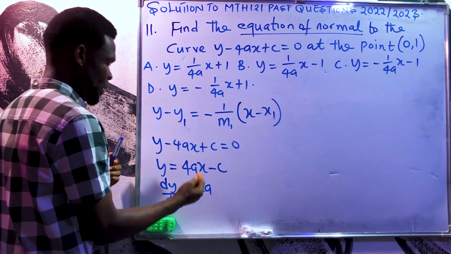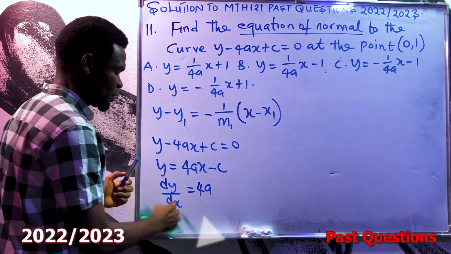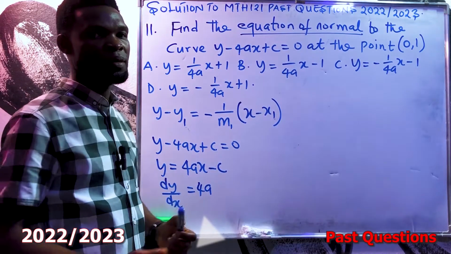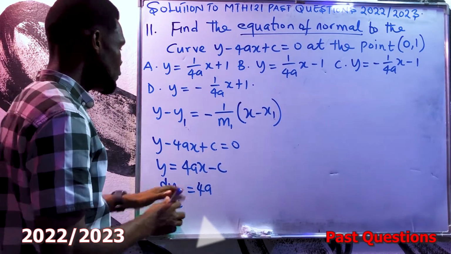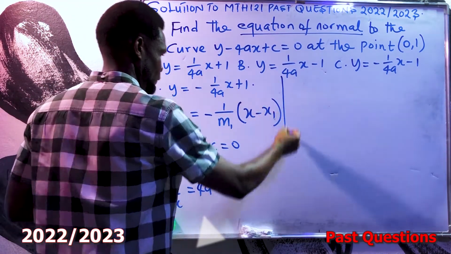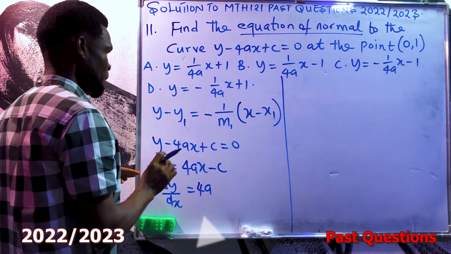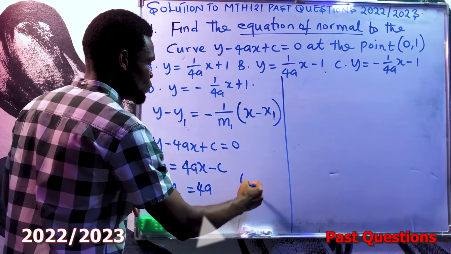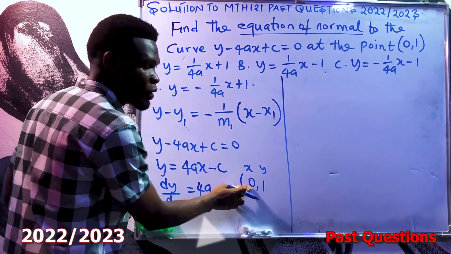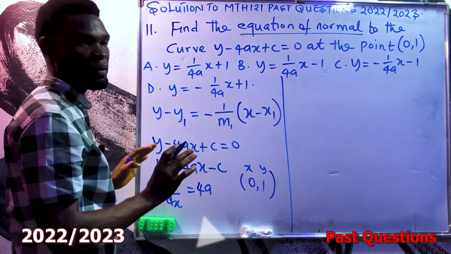Next, we substitute. This dy/dx is the same thing as m, the slope, which is the gradient of a curve. Having found that, we need to substitute everything into the formula. Don't forget the point is given as (0, 1), where 0 is the x coordinate and 1 is the y coordinate. So we are going to substitute everything into this equation.